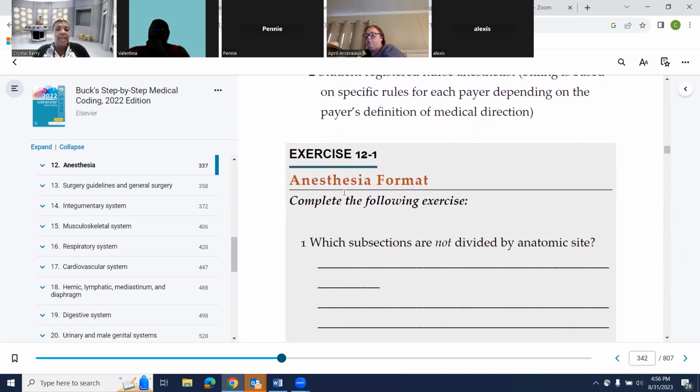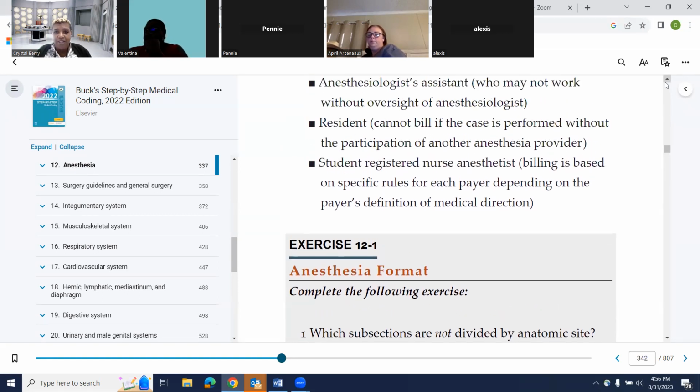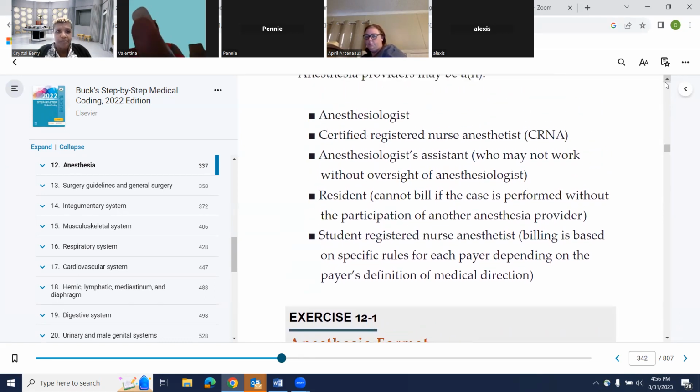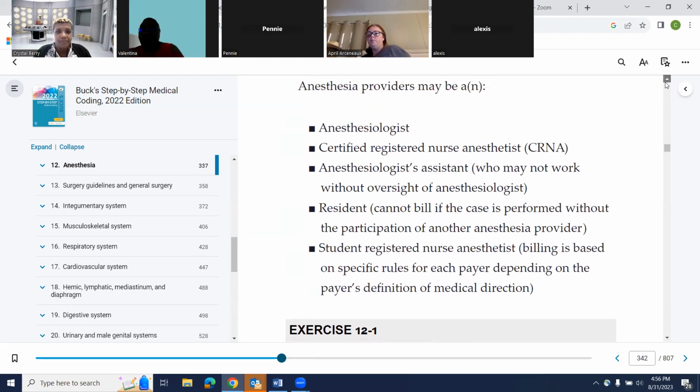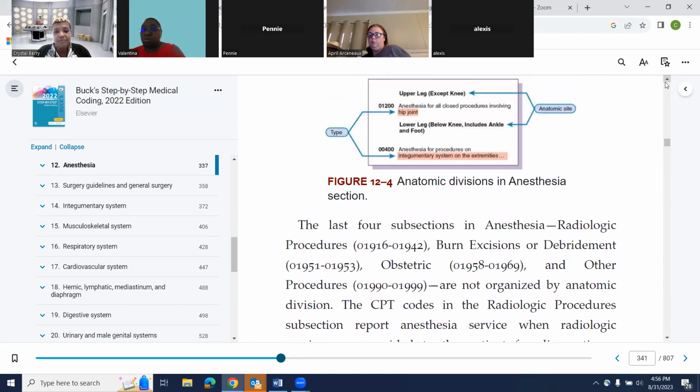Then exercise 12.1, anesthesia format. Which subsections are not divided by anatomic site? Anybody can tell me that? We just read through that. The 1990 through 1999 sections. It's the other procedures, 1990 through 1999, that are not organized by anatomic division.